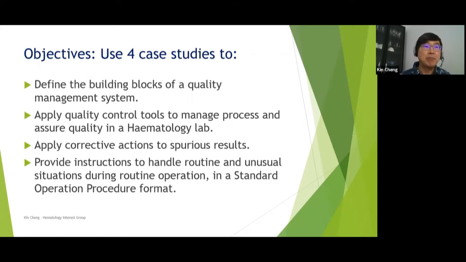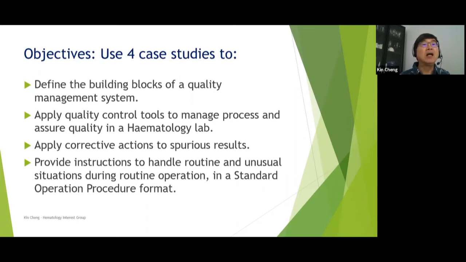It's not just about QC tools. It's not about Westgard rules. It's the entire system, and that's what we call the building blocks. We have 12 different things that have to be put in place before we have a good quality management system.